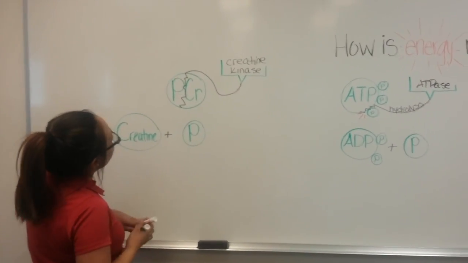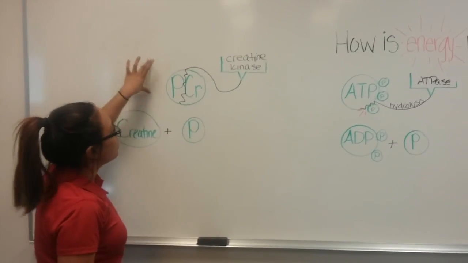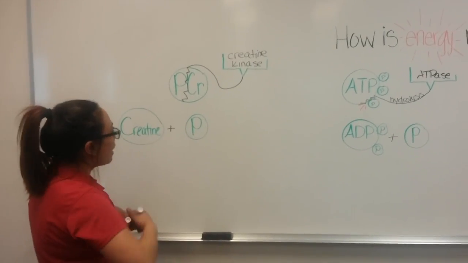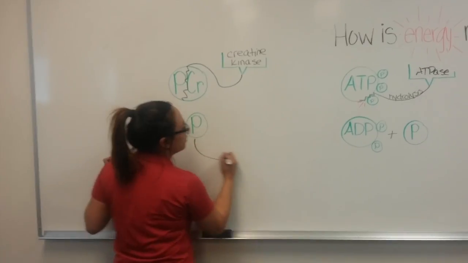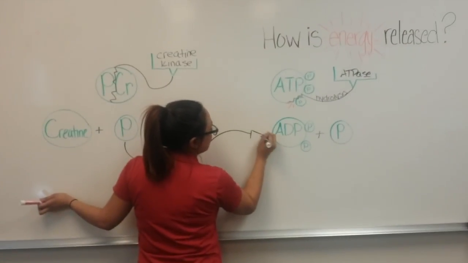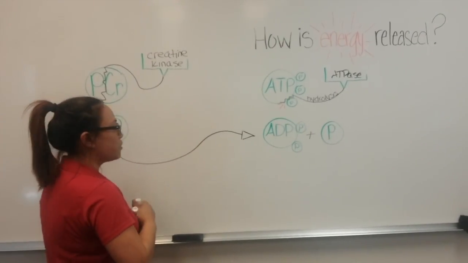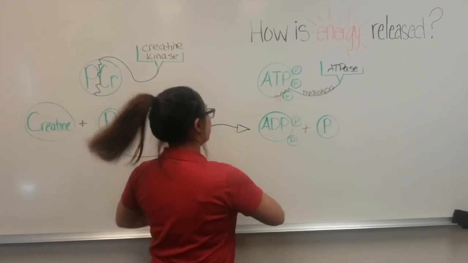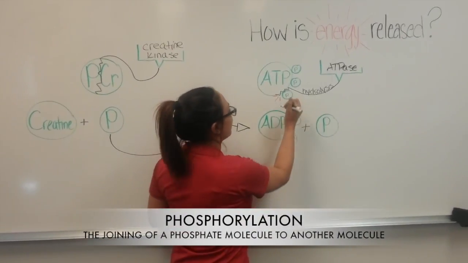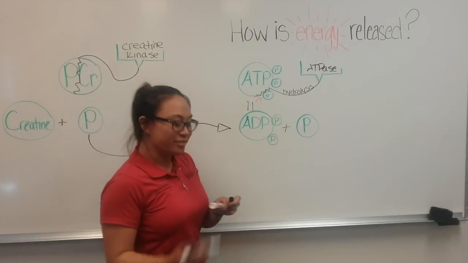And the reason for this PCR breakdown is to gain more ATP. How that happens is that this phosphate molecule goes through the system again of attaching itself to an ADP molecule to get ATP.